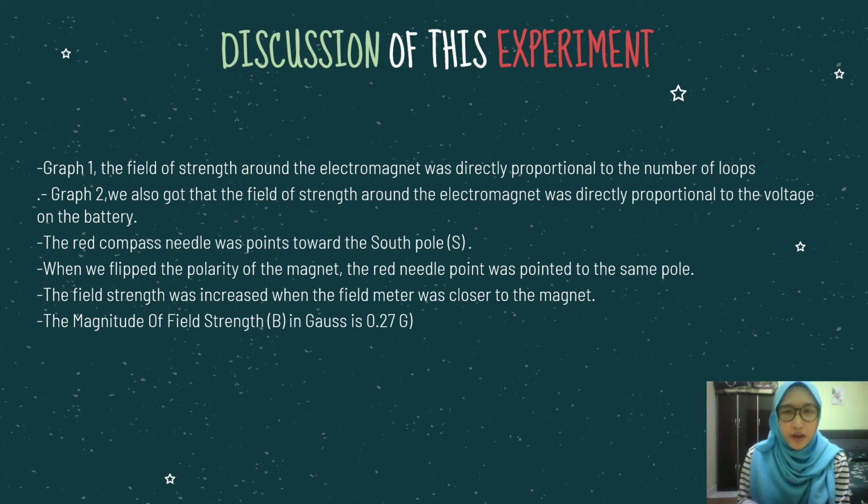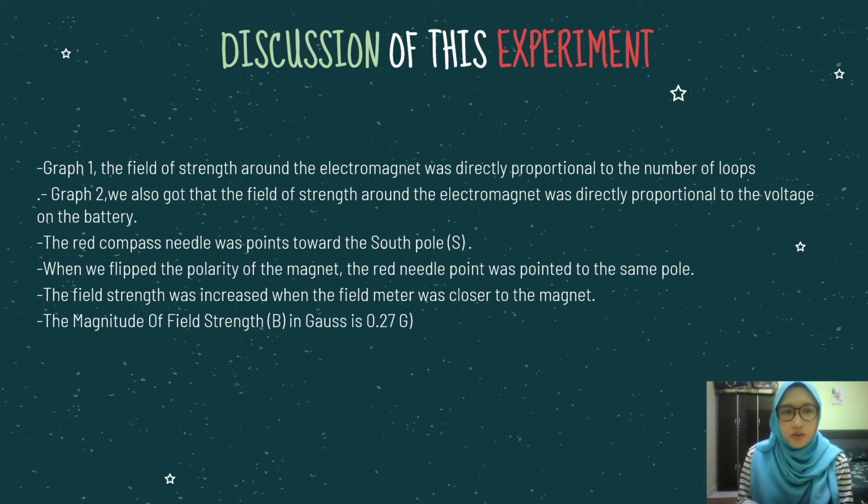It is because the magnet properties state that opposite poles will attract each other when around the magnet. Next, when we flipped the polarity of the magnet, the red needle of the compass pointed to the same pole, that is the south pole.